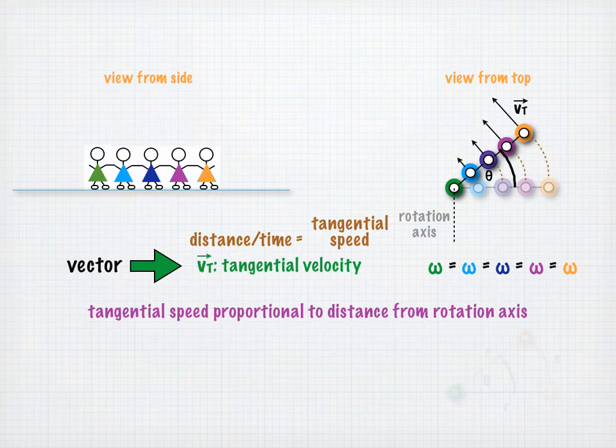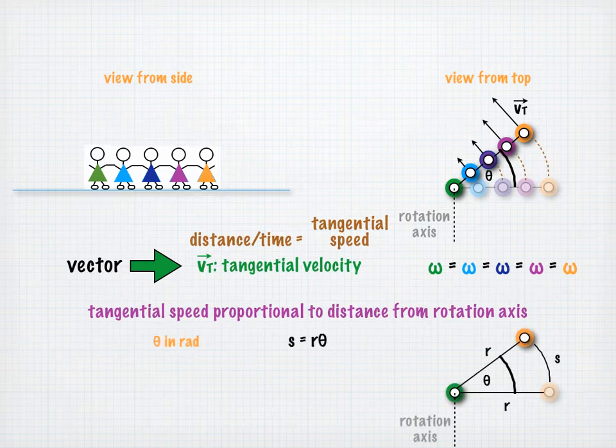In fact, the tangential speed is proportional to the distance from the rotation axis. Remember that s, the arc length, is equal to r, the distance from the rotation axis, times theta, the angular displacement, as long as theta is in radians. Speed is distance over time, and the distance traveled by the skater is the arc length she's traveled, so we'll divide both sides of this equation by time. That means that s over t is our tangential speed.